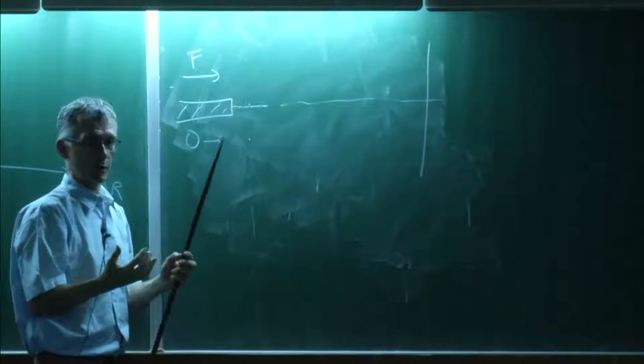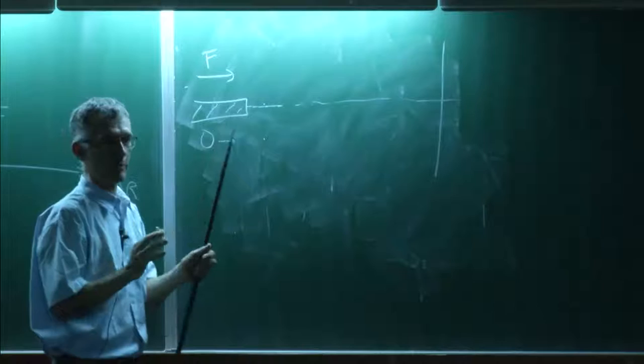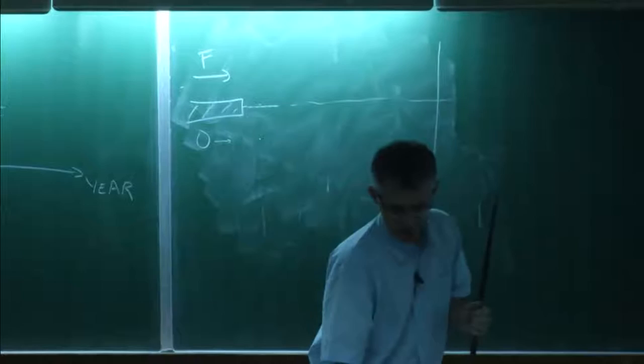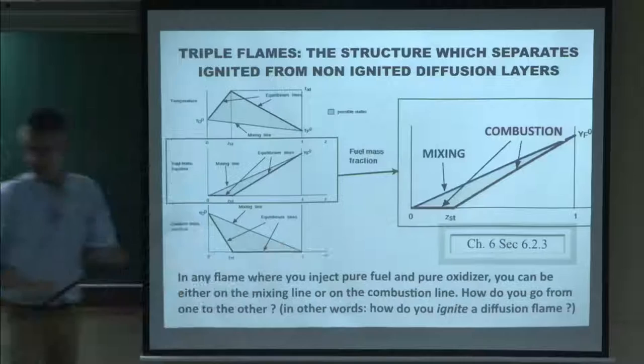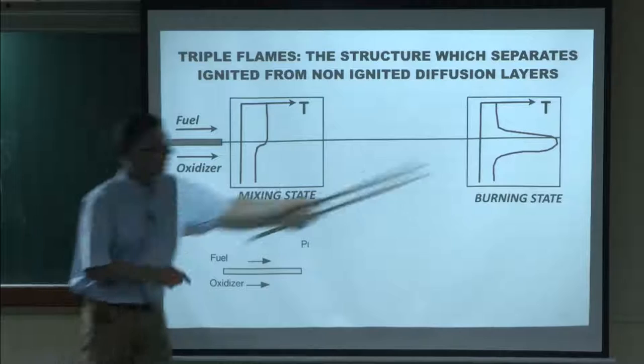There are hundreds of theories. I really believe that the triple flame theory is the best now to understand how this happens. So what is a triple flame? A triple flame is actually the animal which will allow us to go from this to that. And as I said, here you are mixing, here you are ignited. So how do you do that? Well, you have this triple flame animal.